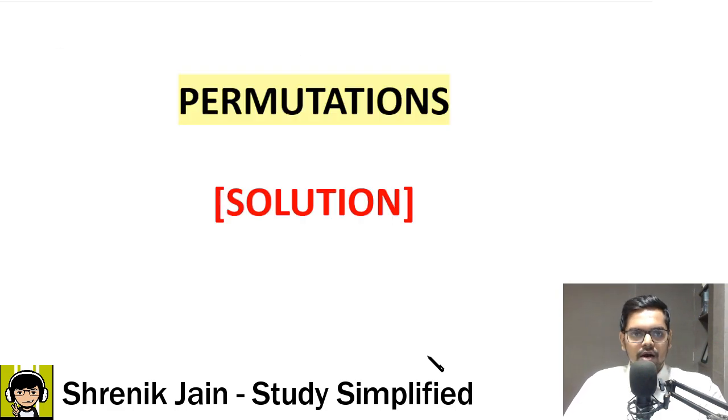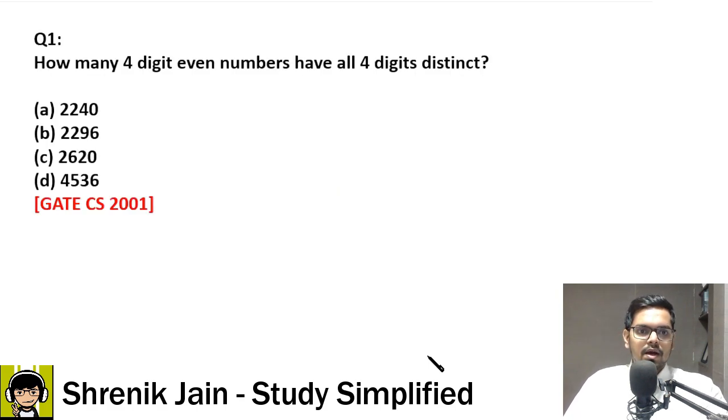Okay, so now let us look at the solution. I hope you have tried all the questions by yourself, then only looking at the solution makes sense. Otherwise, what's the point, right? Okay, question number 1. In front of the screen: how many 4-digit even numbers have all 4 digits distinct? A, B, C or D? GATE CS 2001. So pause the video, try, then look at my solution.